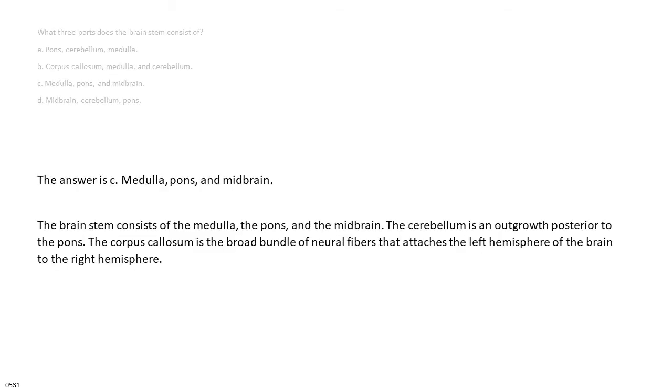The answer is C. Medulla, pons, and midbrain. The brainstem consists of the medulla, the pons, and the midbrain. The cerebellum is an outgrowth posterior to the pons. The corpus callosum is the broad bundle of neural fibers that attaches the left hemisphere of the brain to the right hemisphere.